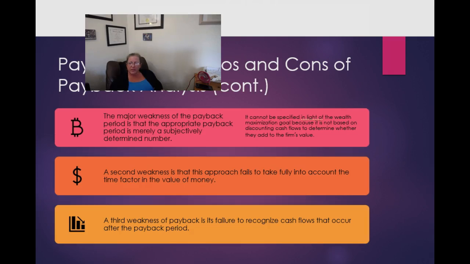The major weakness of the payback period is that the appropriate payback period is just subjectively determined, so it's a subjective idea. It cannot be specified in light of the wealth maximization goal because it's not based on discounting cash flows to determine whether it adds value to the firm. A second weakness is that the approach fails to fully take into account the time value of money. And third, the weakness of the payback is its failure to recognize cash flows that occur after the payback period.